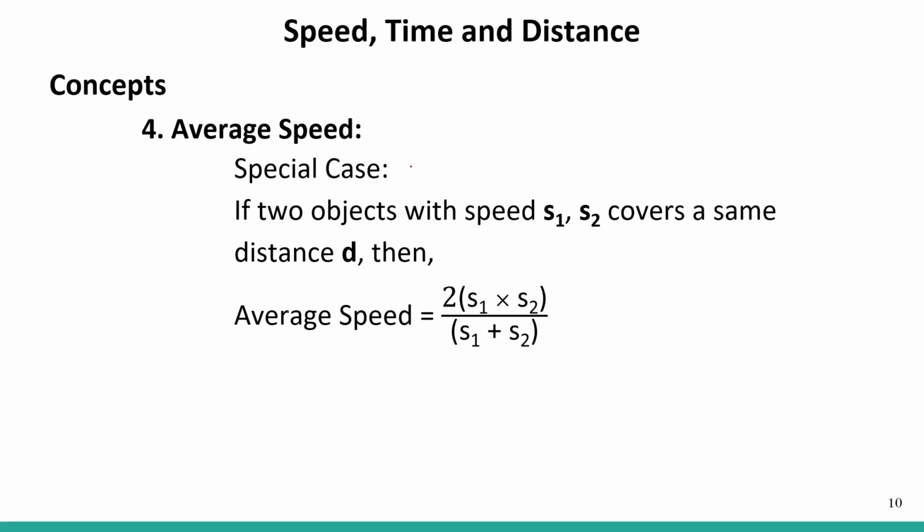So let's see a special case. If two objects with speeds s1 and s2 cover the same distance d, then their average speed will be 2 times s1 times s2 divided by s1 plus s2. That is, if they cover the same distance with two different speeds, s1 and s2.